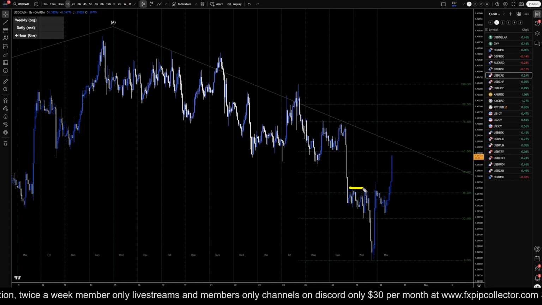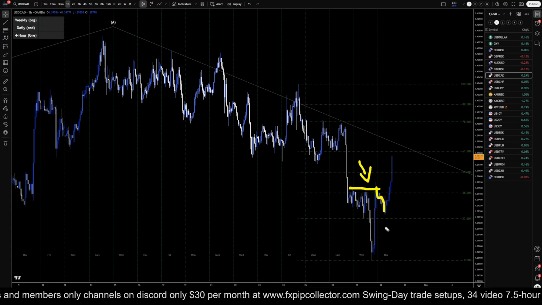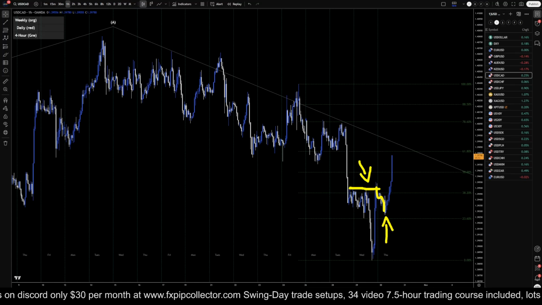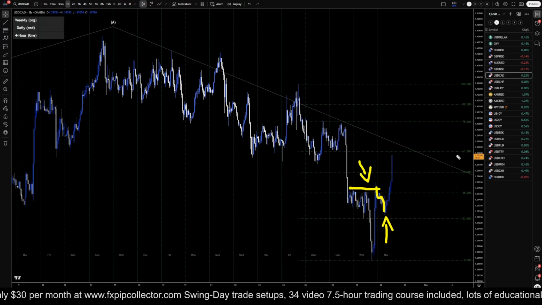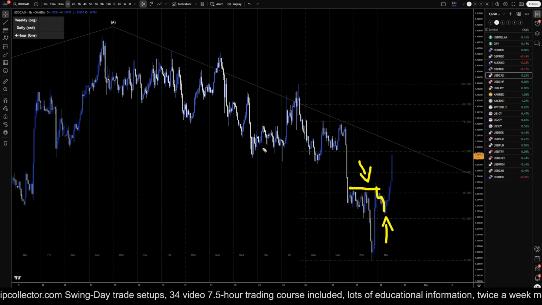Now that we got this break of structure, which by the way, this is what I would call a bread and butter entry right here, because we got the break of structure, then we got a pullback, which was a three-wave pullback, and a beautiful, nice little entry to go long right there. Only problem with the entry is that it happened in the middle of the night for me during the Asian session. But like I said, I would be looking for longs right now.